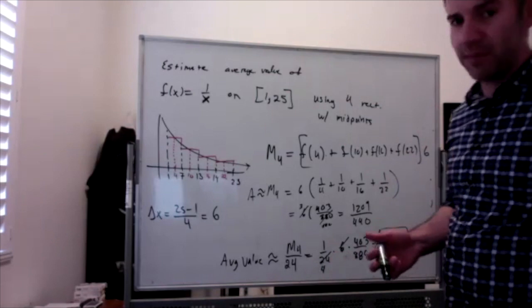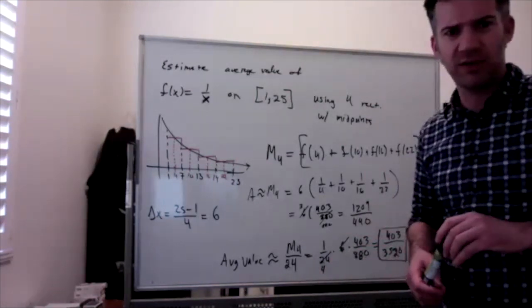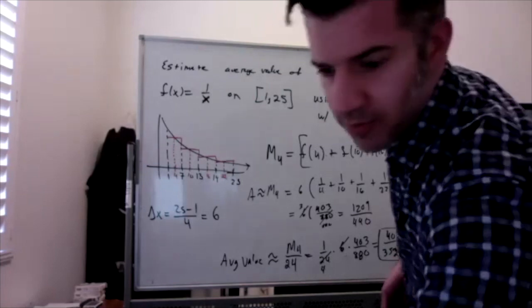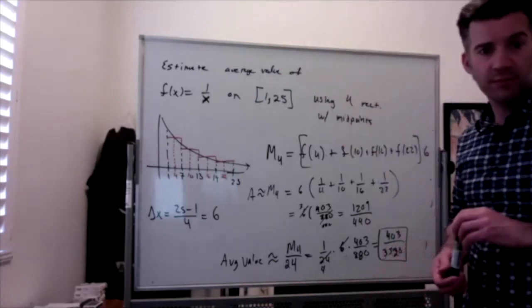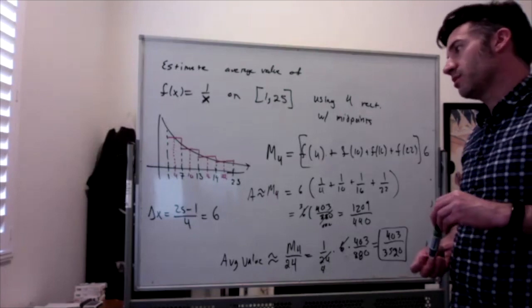Average value comes up every once in a while, but it's not a huge deal. I think I heard someone about to ask a question though. Yeah. So is it more favorable to always use midpoints, or does it depend from situation to situation?